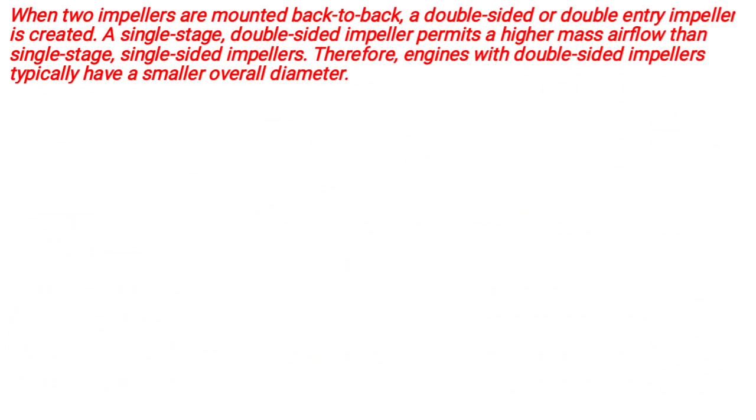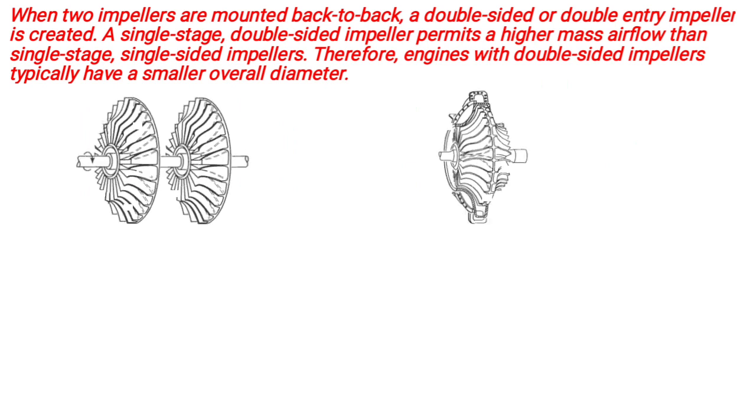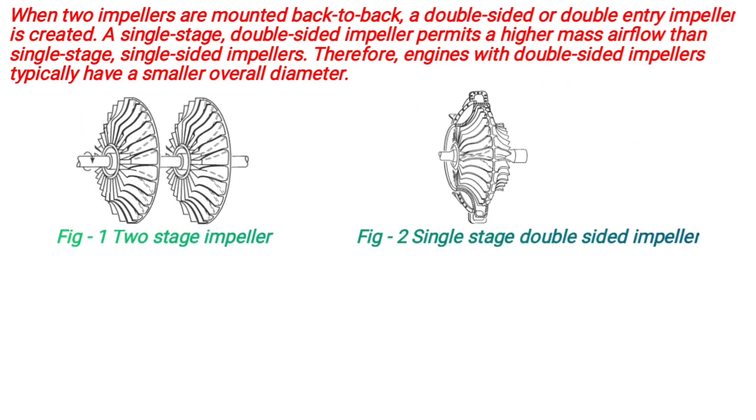When two impellers are mounted back to back, a double-sided or double-entry impeller is created. A single-stage double-sided impeller permits a higher mass airflow than a single-stage single-sided impeller. Therefore, engines with double-sided impellers typically have a smaller overall diameter. Now have a look at this figure. Figure 1 is a two-stage impeller and figure 2 is a single-stage double-sided impeller.